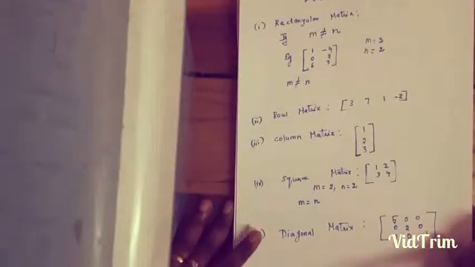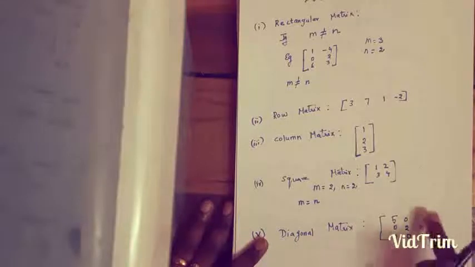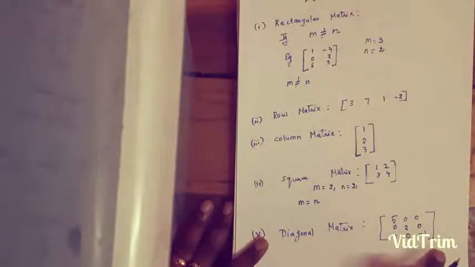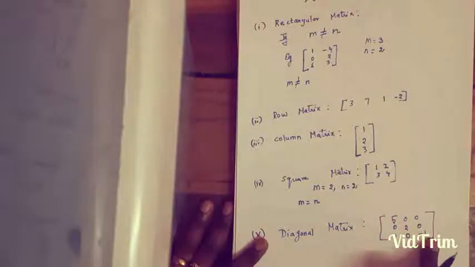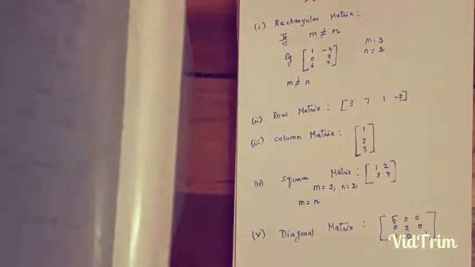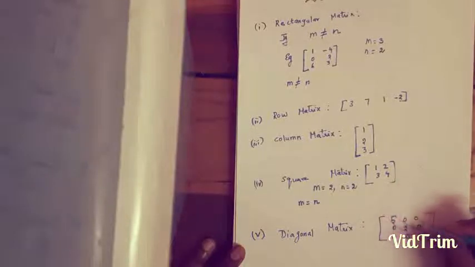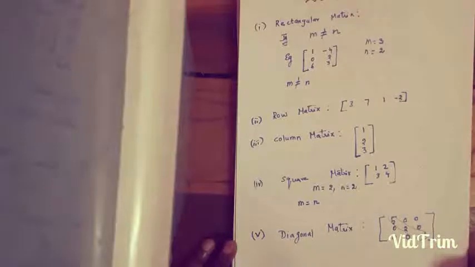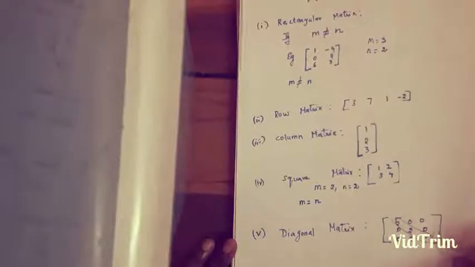And then next is the diagonal matrix. Another important matrix is the diagonal matrix. A diagonal matrix is a square matrix in which you have only the leading elements, and all the other elements are 0. What are the leading elements in this diagonal matrix? You have 5, 2 and 1. These are the leading elements, and the remaining elements are 0. So that is called a diagonal matrix.